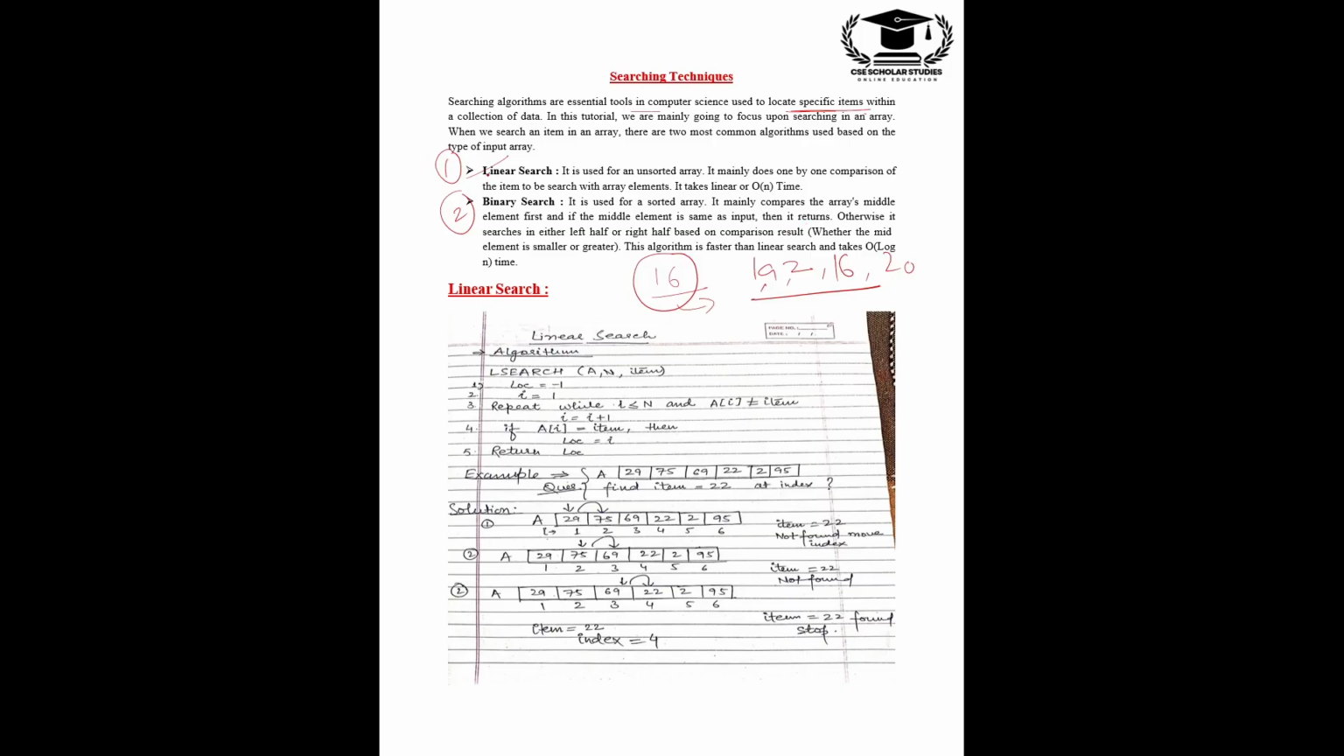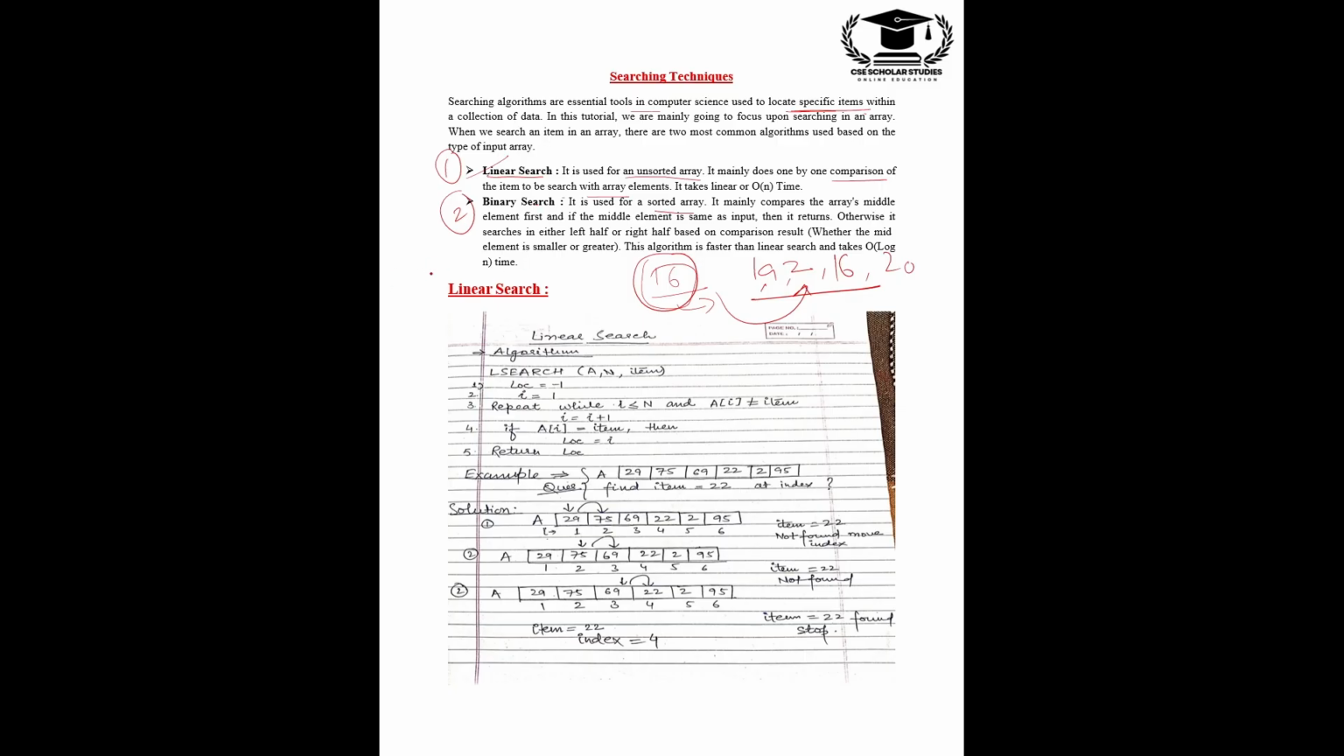What is linear search? Linear search is performed on an unsorted array. It is mainly done by comparing the item to be searched with the array elements, one by one. And what is binary search? It is used for a sorted array. That is the main difference: linear search is performed on an unsorted array, but binary search is always performed on a sorted array.